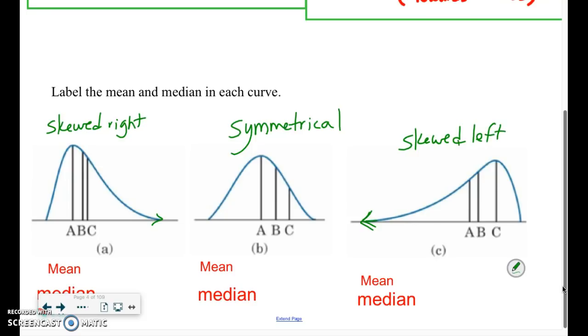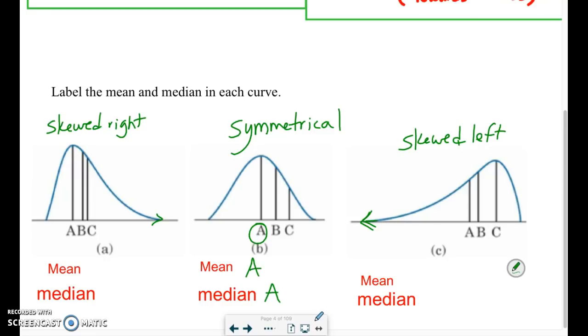Okay, so we have to identify the mean and the median. Well, when you have something that's symmetrical, what can you tell about the mean and the median? Well, I would say they're both pretty much the same. So if I had to choose a letter, I would say A and A. Remember, symmetrical means it's even on both sides, so your mean and median are going to be the same, if not very, very close to each other. Okay, what about a skewed to the right? Which one is going to move because of outliers? Is it going to be the mean or the median?